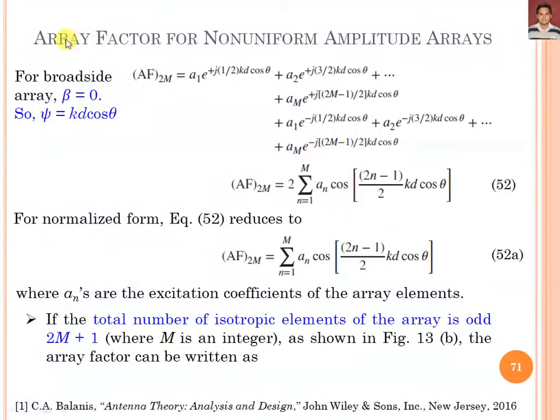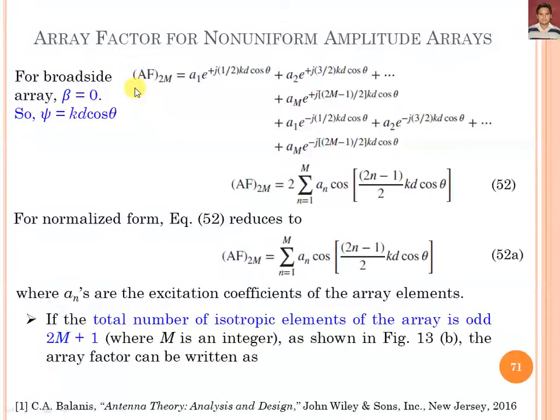And considering the condition of broadside array, beta is equal to 0 and psi is equal to kd cos theta plus beta. Putting the value of beta as 0, we will get psi, which is called the progressive phase shift, equal to kd cos theta. So the array factor can be calculated.